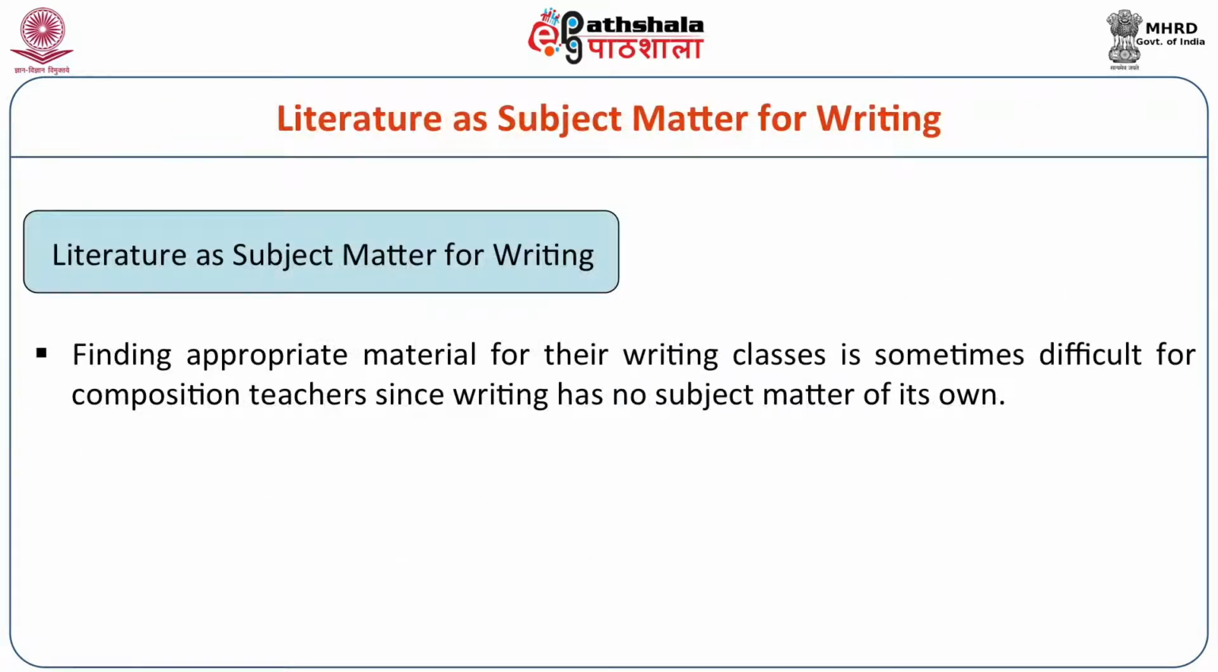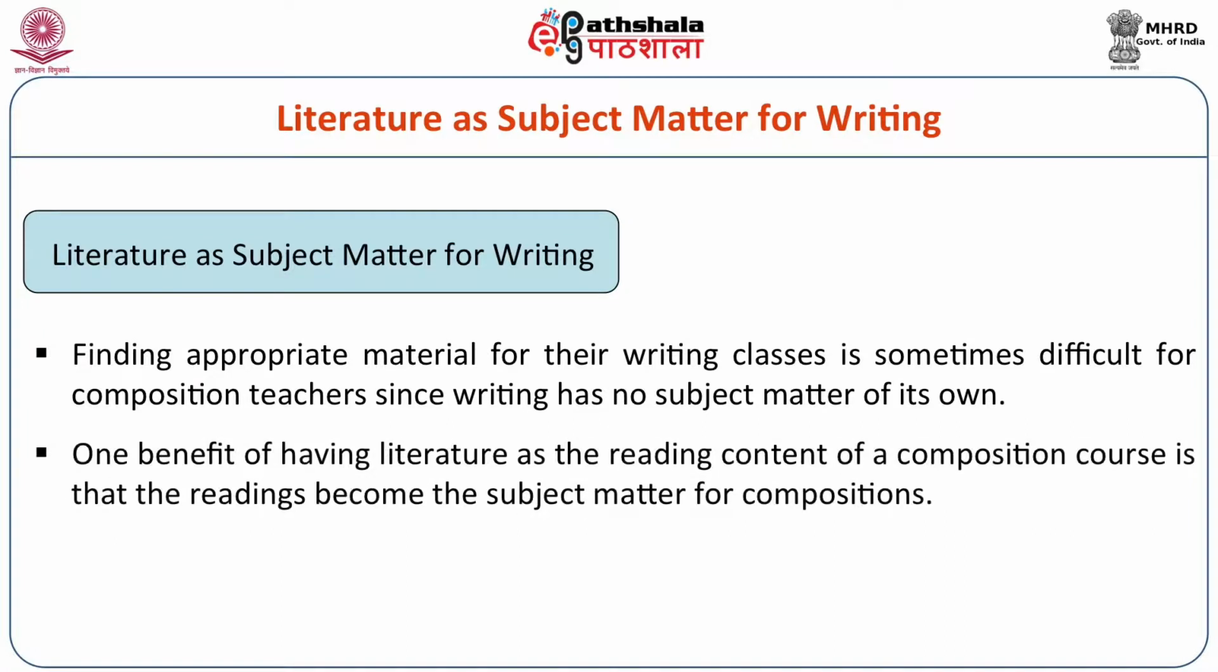When we use literature as a subject matter for writing, we find that this is appropriate material for writing classes, because composition is difficult for teachers, since writing has no subject matter of its own, so they are supposed to give something or the other. Literature as a model can show that this writer has presented this matter in such a way, and you can take guidance from this. So the benefit of having literature as the reading content of a composition course is that the reading becomes the subject matter itself for composition.